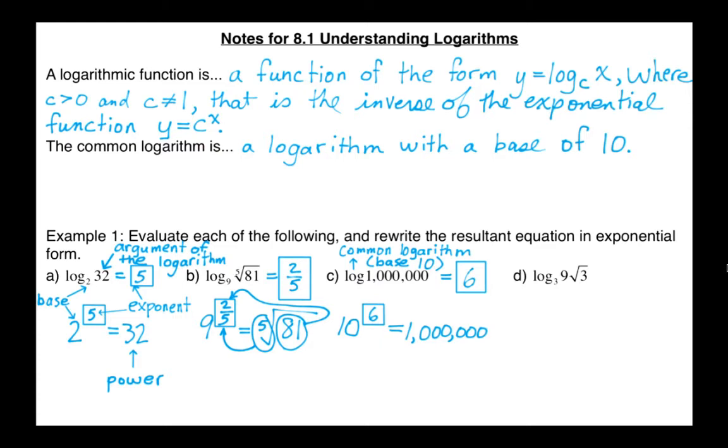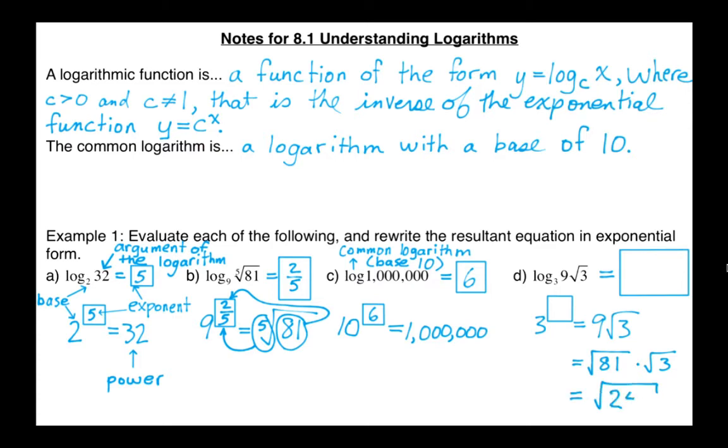Part D, if you don't know how to get this directly, I don't blame you. It's a little bit tricky, so maybe writing it in exponential form will help you out. So 3 to the what is equal to 9 root 3. And maybe at this point you're still not totally sure. So we can change the form. We can rewrite the 9 as being the square root of 81. And now that we've got two radicals, we can multiply the radicals, and that gives us the square root of 243.